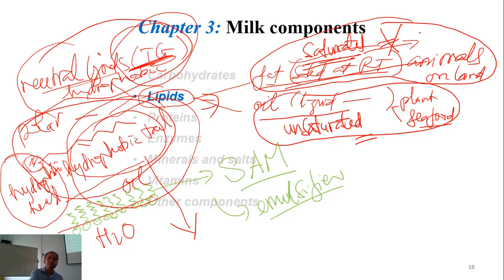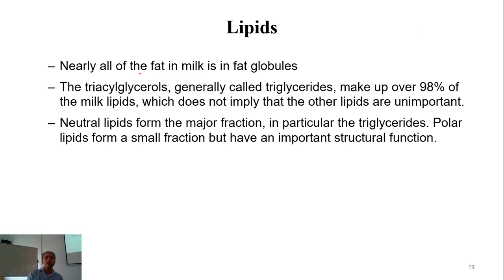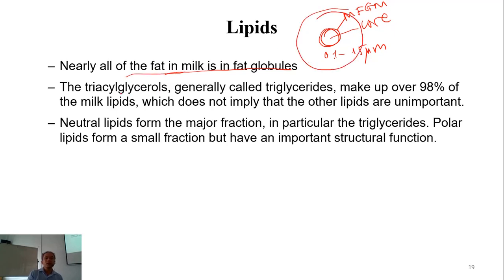Now we go into the content of this part. Nearly all of the fat in milk is in the fat globules. We discussed already the fat globules in milk. The fat globule ranges from 0.1 to 15 micrometers, and the fat globule has a core inside and a membrane outside. It is called MFGM, if you remember, milk fat globule membrane. And nearly all of the fat in milk is there in these fat globules. The triglyceride or triacylglycerol, the same, makes up over 98% of total milk lipids.